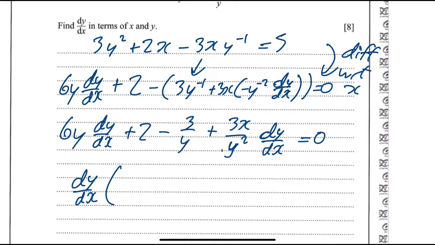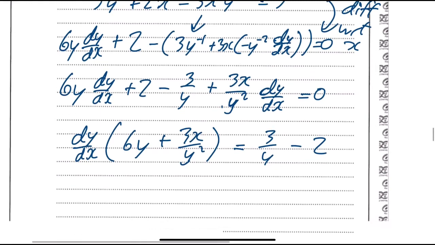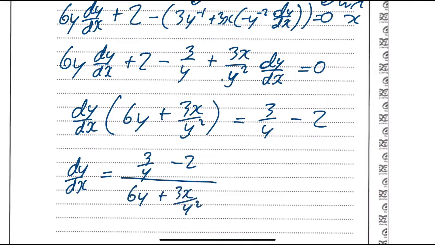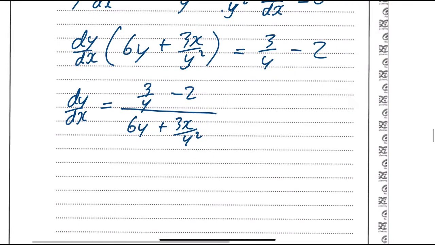Group all the dy by dx's together, and you'll have 6y plus 3x over y squared. And then fire everything else across, you'll have 3 over y minus 2. And then you want to get your dy by dx on its own. So you're going to have 3 over y minus 2, all divided by, and this looks ugly, 6y plus 3x over y squared. So an absolute mess, a horrible looking function.